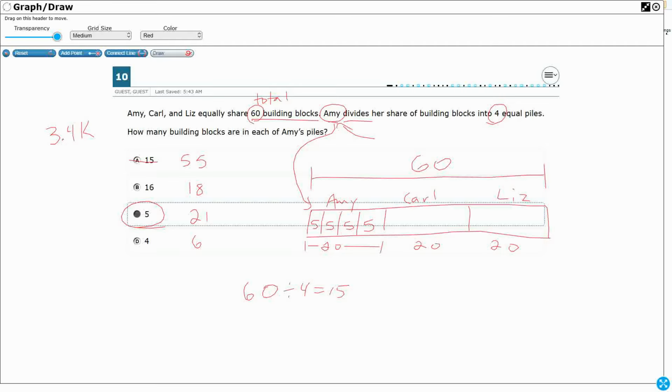Now, if you got B, you actually got kind of close, right? This is your 60 divided by 4. What we did to get B is you took your 60 and you divided it by 3, because you realize that Amy, Carl, and Liz are equally sharing that. That got you 20. But then instead of dividing the 20 by 4, even though it literally says divides, you subtracted. And that's how we got B. So this was an extremely tricky problem.